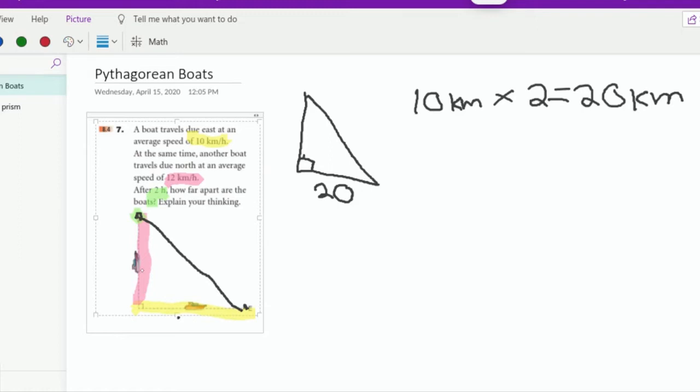Now, my boat going north here, the pink, is going 12 kilometers an hour. Kind of looks like a 7, I'll make it into a 12. And that's going to go for 2 hours. So we're just going to do 12 times 2, which is 24 kilometers. And now I will label that this boat has gone north 24 kilometers.